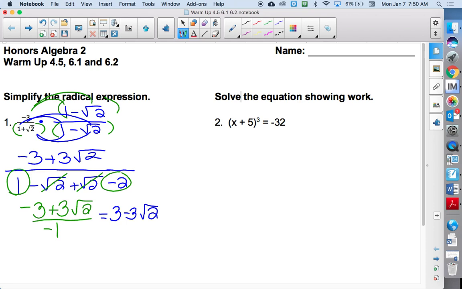So if you look at number 2, we have the quantity x plus 5 cubed, and that's equal to negative 32. So what would you do first to solve this problem? Phil, what do you think? Cube root of negative 32. Yeah. So there's nothing that we want to do with that cube part besides take the cube root of both sides to get rid of it. So the cube root of the left and the cube root of the right.